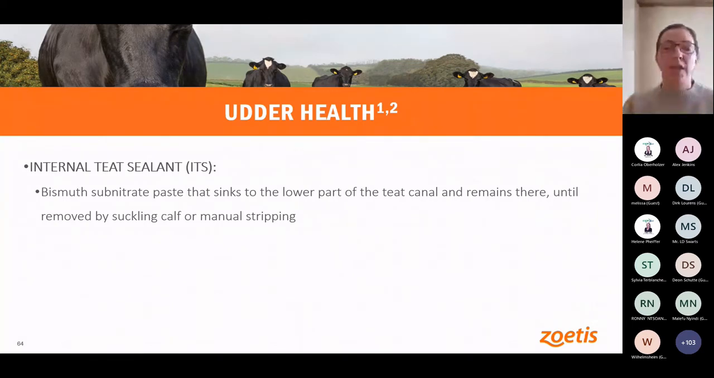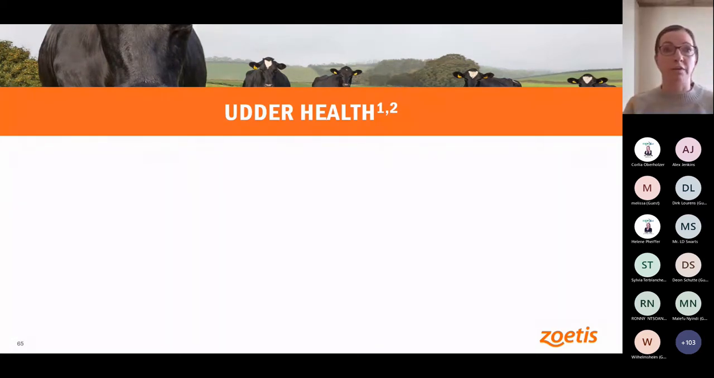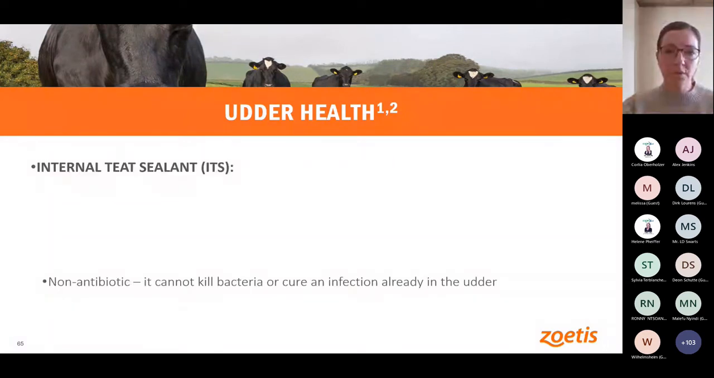It then sinks to the lower part of the teat canal. It remains there until you strip it out or it's removed by the suckling calf. There's no adverse effects to the calf. And it mimics that keratin plug, so it forms a physical barrier to the bacteria entering and causing that infection. It doesn't harden or set. A lot of people ask us, but now I've put it in, what if I see there's an infection now? You strip it out. It's not like a permanent plug that you put in there.